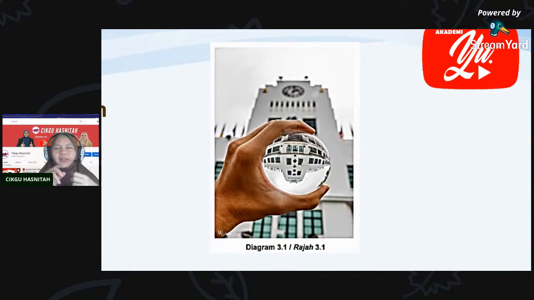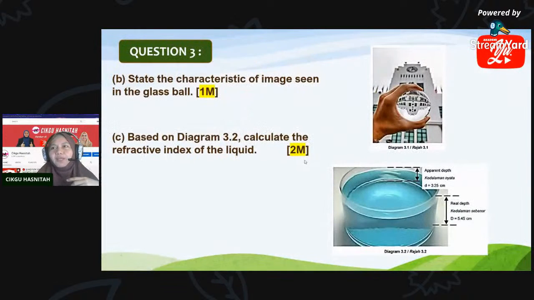So for this question, you can state either it is upright or inverted, and about the size, magnified, diminished, or same size. So what can we say? It is diminished. Okay. Or you can say inverted, because this question only allocates 1 mark. So we say diminished, inverted. Okay. Yes, Vinci, inverted and diminished. Very good, Ayin. Okay, now question C.